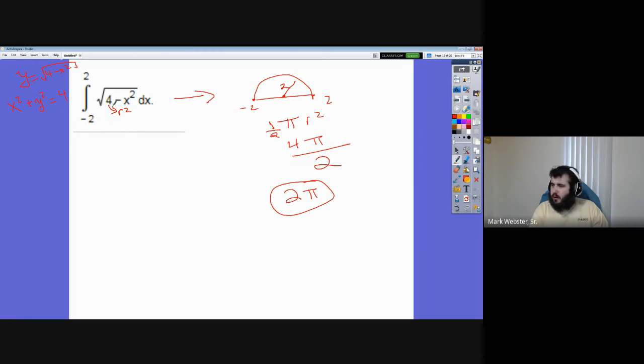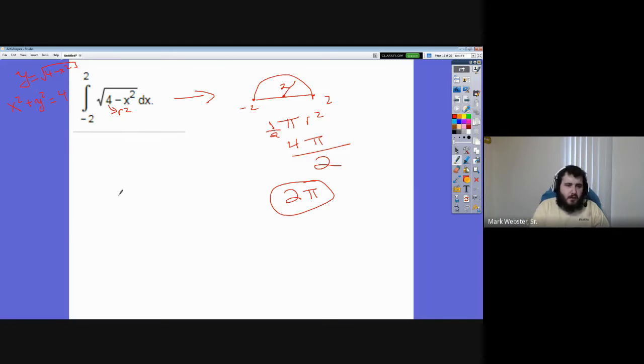So this tells us what our r squared is. If we see this as a 4, then we know our radius is 2, and since it's the square root, we know it's the top half. Or it could be the bottom half too. It doesn't really matter. You'll get the same answer either way.